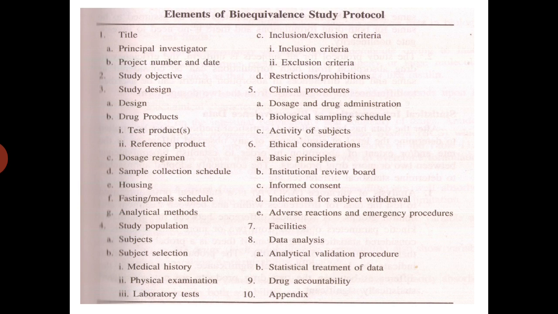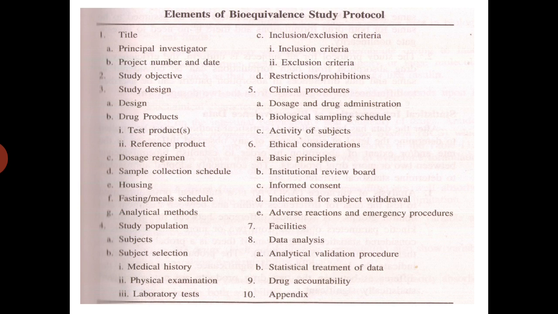Now restrictions and prohibitions, if the people who are undergoing the study have any restriction, that must be mentioned. Clinical procedures like dosage and dose administration, biological sampling schedule, activity of the subjects, you have already seen before. Ethical considerations, what are the basic principles in ethics, institutional review board, who are the review board members, and informed consent, what matters should be printed on the informed consent, preparation of informed consent, etc. And indications for subject withdrawal, at what conditions, or what toxicity conditions, or what side effect conditions, what ADR if observed, the patient must be withdrawn.